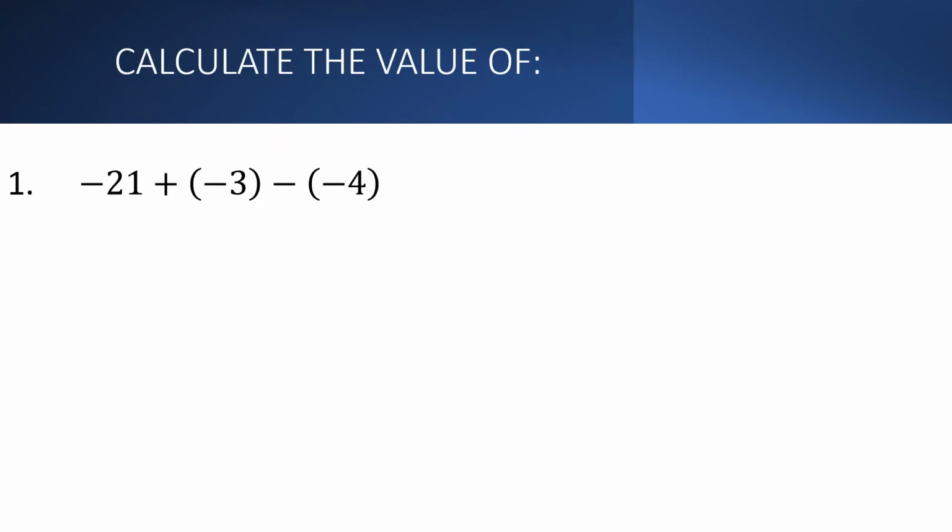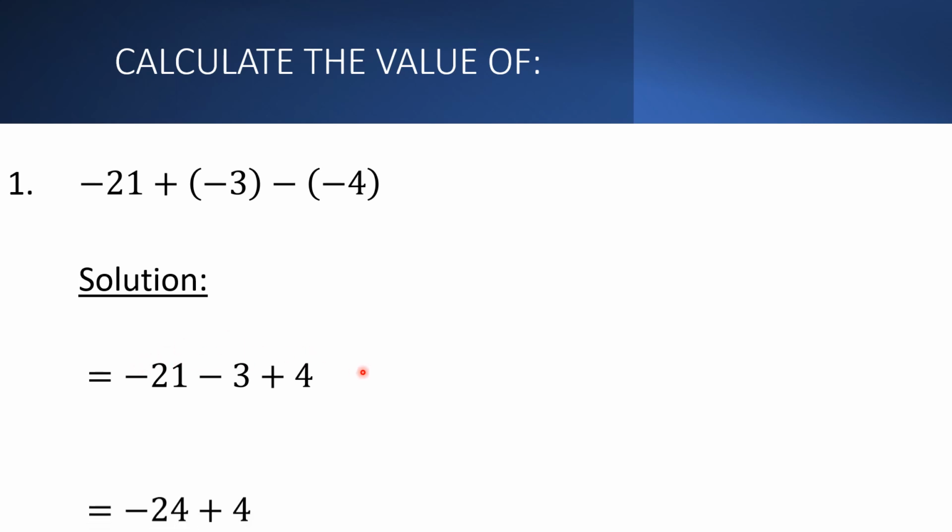Let's apply the knowledge we've gained to calculate the following. Negative 21 plus negative 3 minus negative 4. We'll have negative 21 minus 3 because we're making negative 21 less by 3 units. And then because we are subtracting from an integer, it's the same as adding its additive inverse. And the additive inverse of negative 4 will be positive 4. Now negative 21 minus 3 will give us negative 24. And negative 24 plus 4 will then give us negative 20.